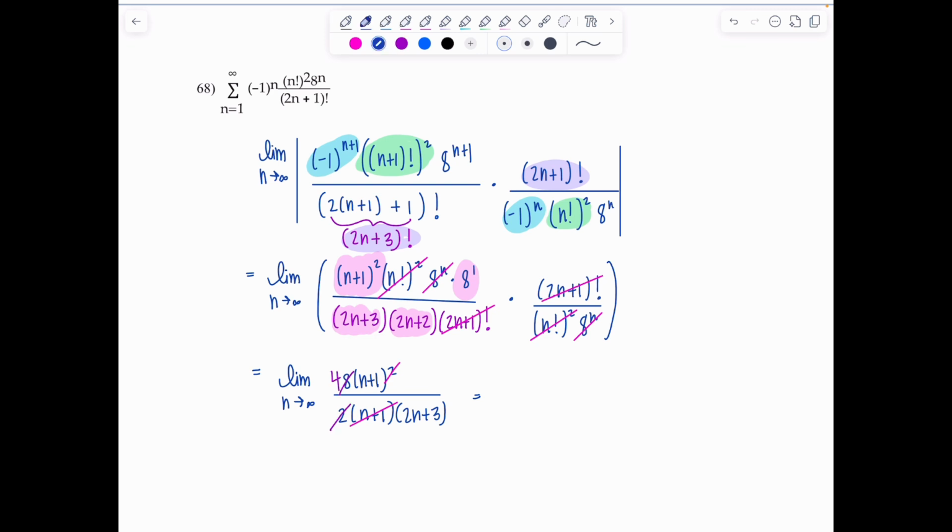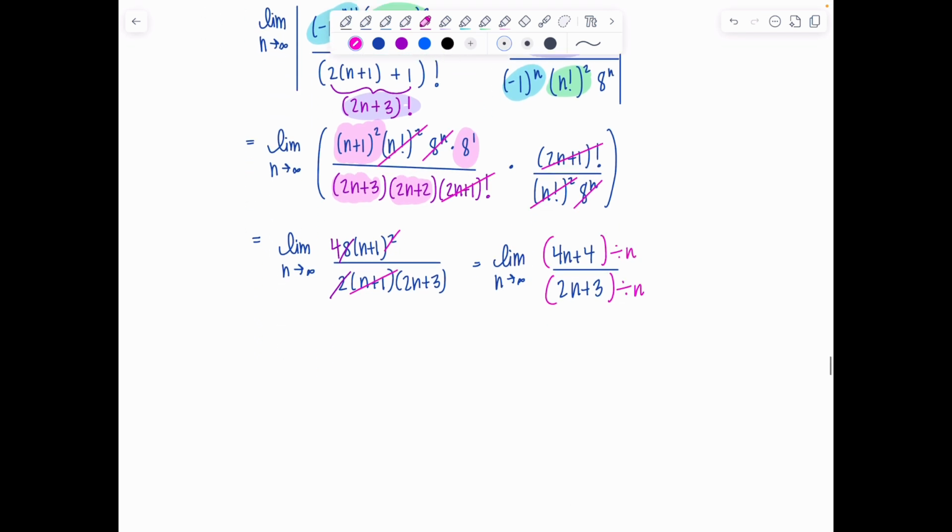Okay. So then we've got limit as n goes to infinity, 4n plus 4 up top over 2n plus 3. Divide everybody by n. And we've got limit as n goes to infinity, 4 plus 4 over n over 2 plus 3 over n. These two guys go to 0, and I'm left with 4 over 2, which is 2.